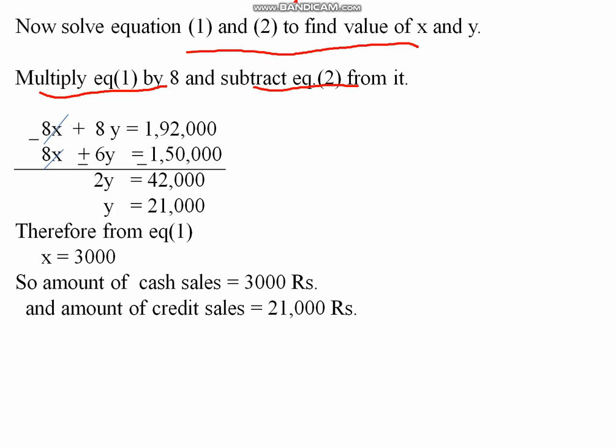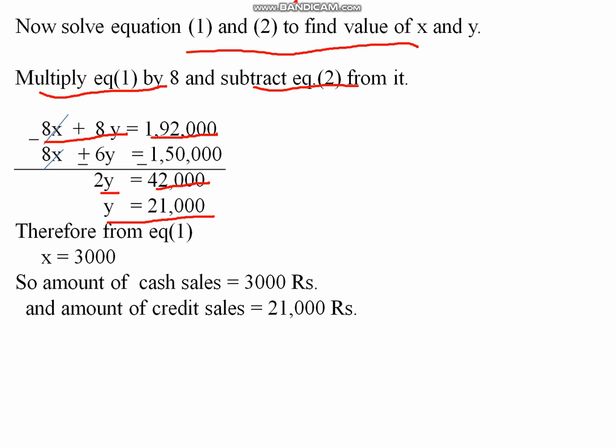Multiply equation 1 by 8. So we get 8x plus 8y is equal to 1,92,000. The whole equation we multiply by 8. And the other equation is 8x plus 6y is equal to 1,50,000 rupees. Do the subtraction. 8x minus 8x cancels, which is 0x. 8y minus 6y is 2y, which is equal to 1,92,000 minus 1,50,000, equal to 42,000. So y is equal to 21,000.